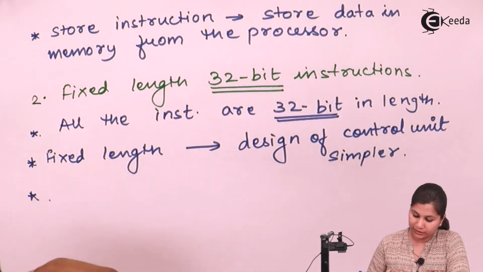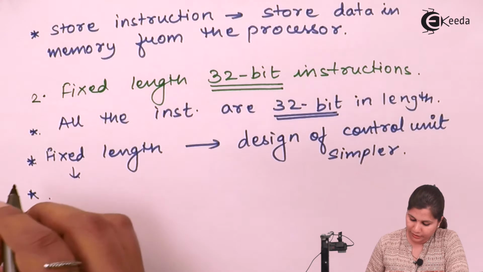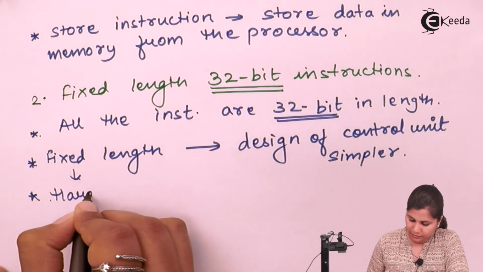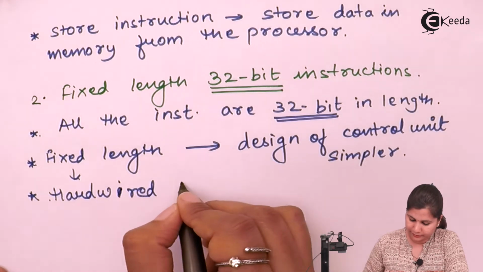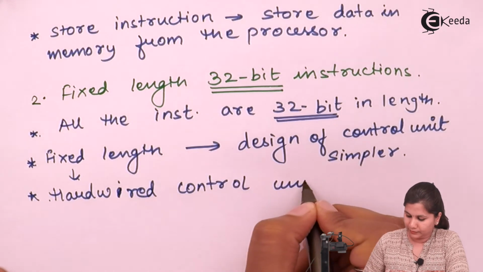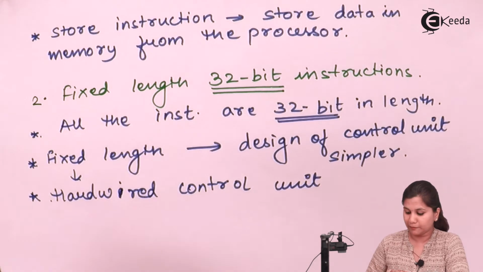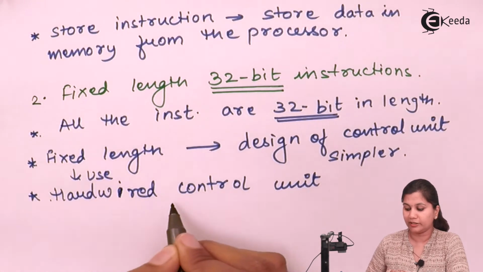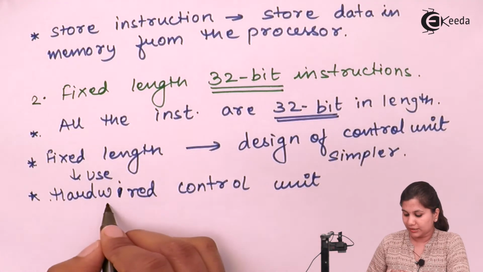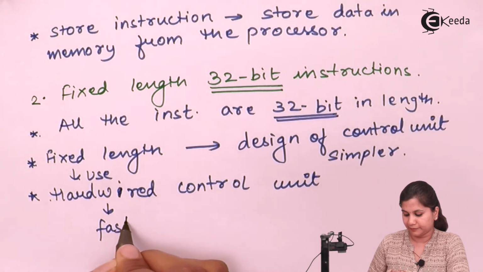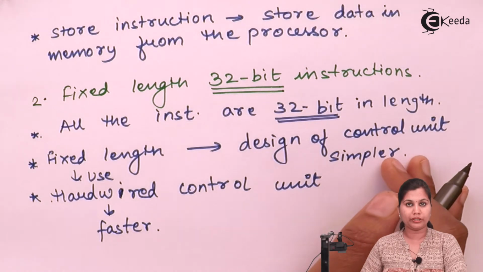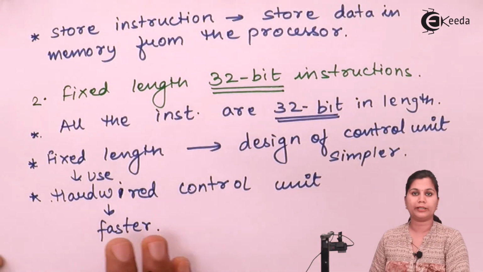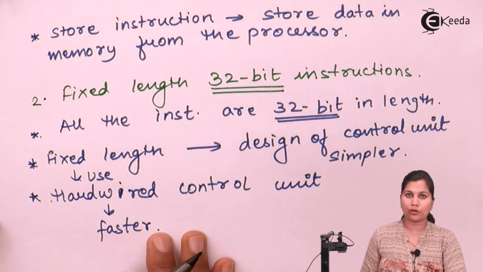Also this fixed length makes it possible to use the hardwired control unit, and this makes the control unit faster. So both the design of the control unit becomes simpler and also it becomes faster in its operation.